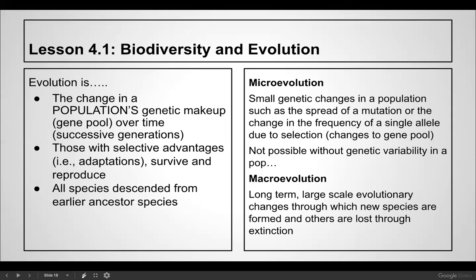Then there's 2 types of evolution, small evolution and large evolution. Microevolution, small, simple little changes over a really long period of time, hardly noticeable, right? But over a long period of time, they do change the individual. It could be height. You're slowly getting taller and taller, but you would never notice it in one generation. And then macroevolution is a long-term, large-scale evolutionary change through which new species are formed and others are lost through extinction.